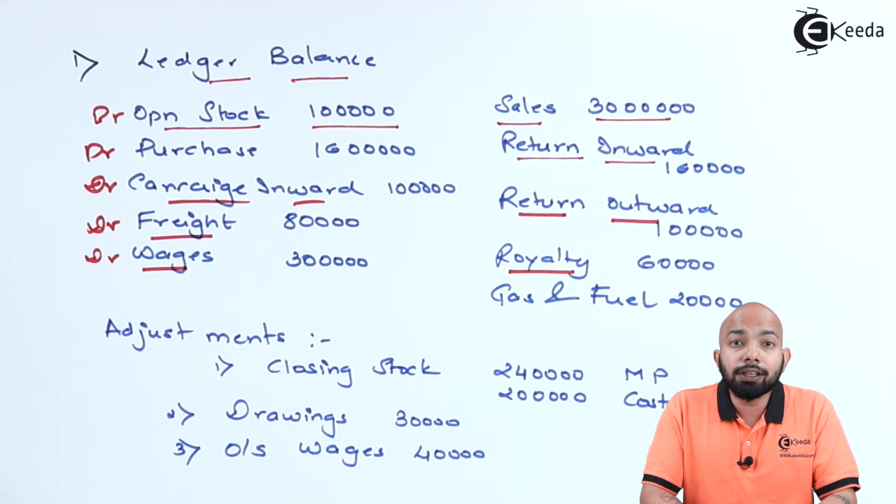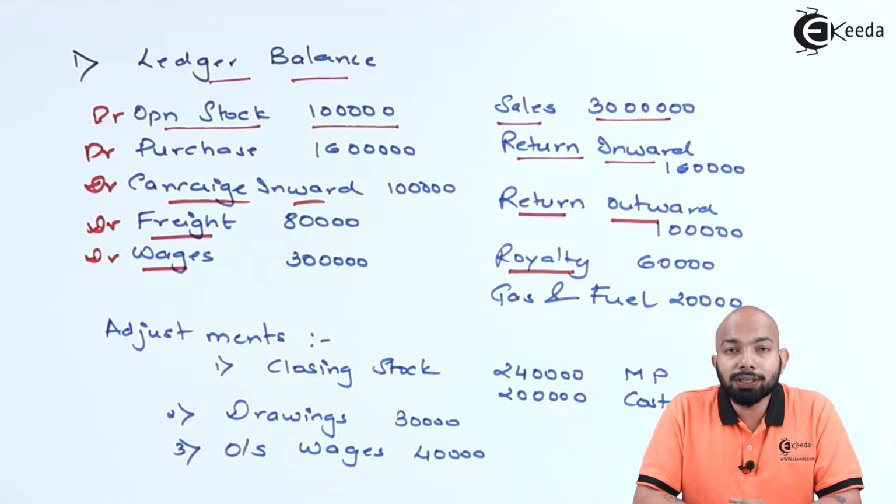Now they have also given us royalty, rupees 60,000. You know this is all ledger balances and this has been mentioned in the trial balance. Now royalty doesn't form a part of direct expense or direct income because it is a part of the profit and loss account. Hence it doesn't constitute a part of the trading account. So we'll be skipping that amount when it comes to preparation of the trading account, as this forms a part of the profit and loss account.